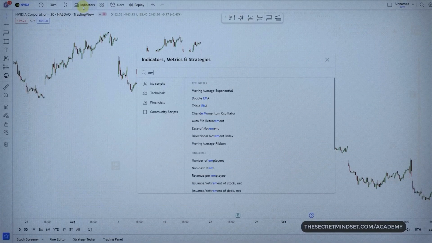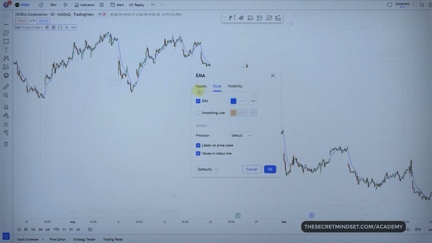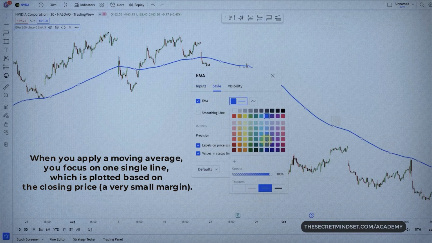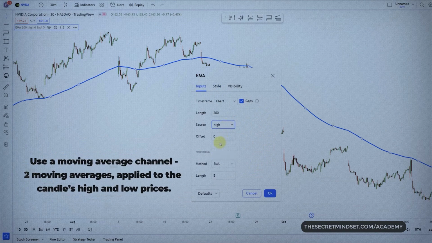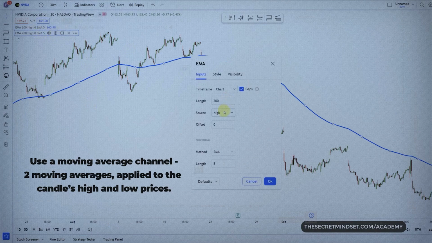If you're a moving average trader, I highly encourage you to use a moving average channel. When you apply a moving average on a market, you focus on one single line, which is plotted based on the closing price. That's a very small margin. Instead of plotting the moving average based on the closing price, use a moving average channel. Two moving averages which are applied to the candle's high and low prices.